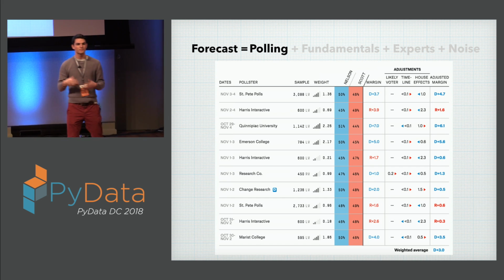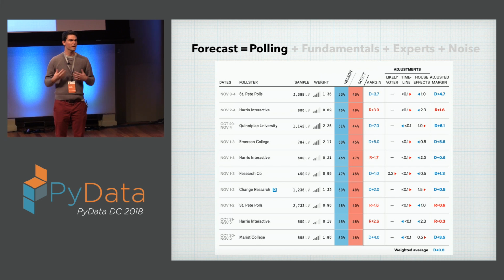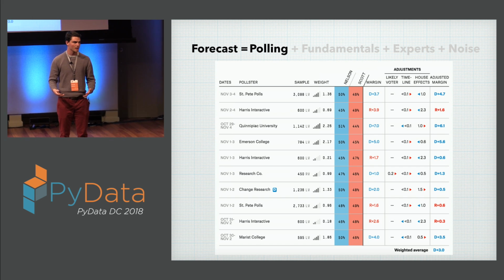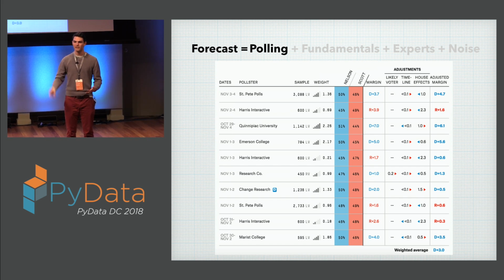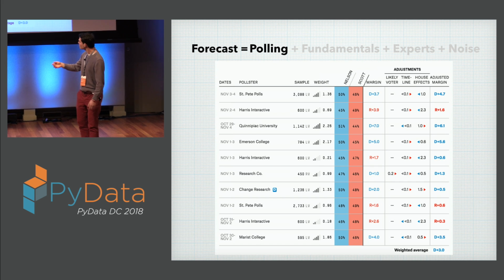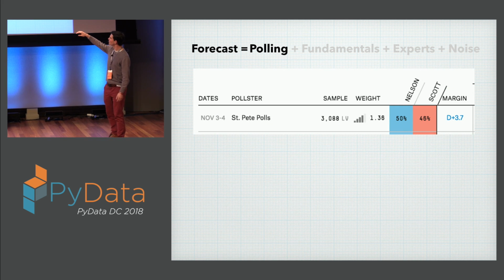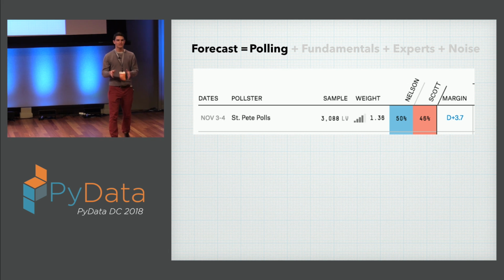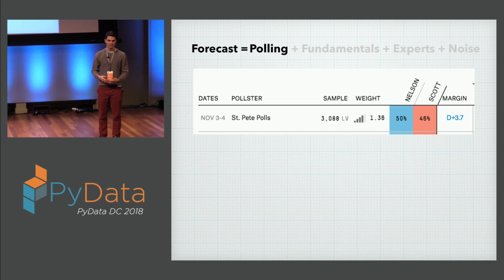I want to drill into one specific poll. If you were trying to recreate or build your own electoral forecast, and you're given a bunch of polls, what would you pay attention to and why? So if we look at this, the first poll, and we say, what are the disparate pieces of data that are a part of this thing?